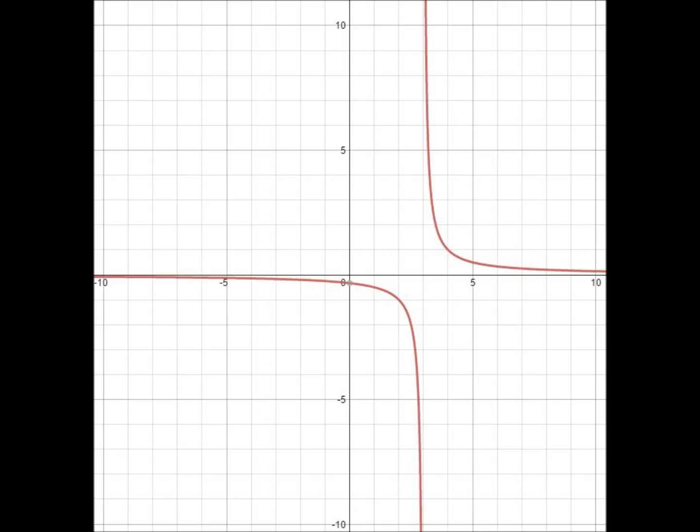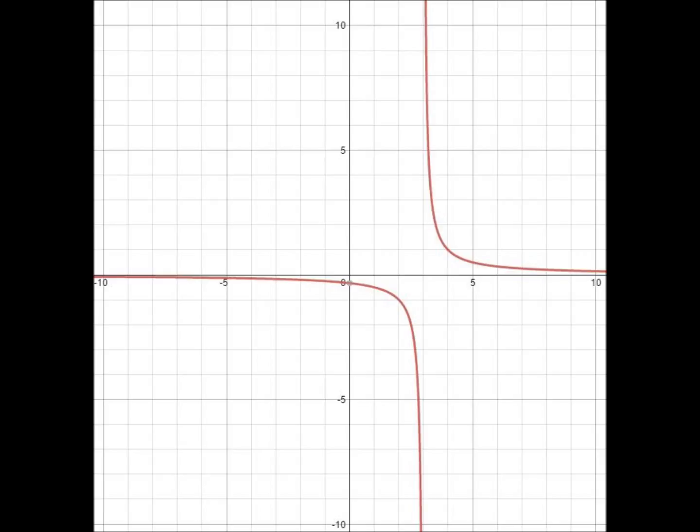Oblique asymptotes. Oblique asymptotes occur when the degree of the numerator is higher than the degree of the denominator by 1, exactly 1. They're found by dividing the numerator by the denominator. In your asymptotic equation, do not include the remainder. Only include the quotient without the remainder.